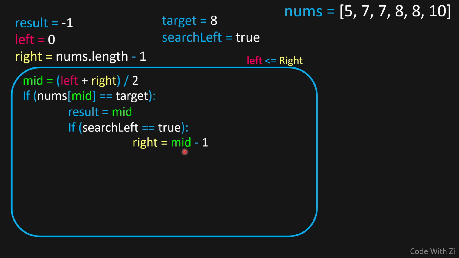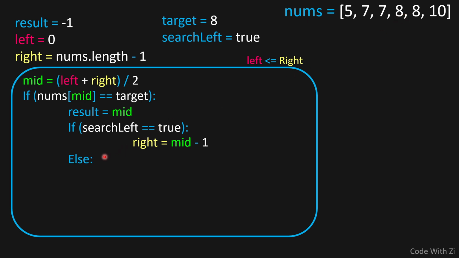Now, what does this mean? Even though we found our answer, even though nums of mid is equal to target, we're going to store it inside of our result variable, but we're still going to check if this is the leftmost answer because our search left is true. So we want to make sure that if, for example, we are here, no other answers exist to the left of our current answer. And as you can see here, it does. If we come across this number and check its left side, we have another answer, and we want to make sure that we actually find this number.